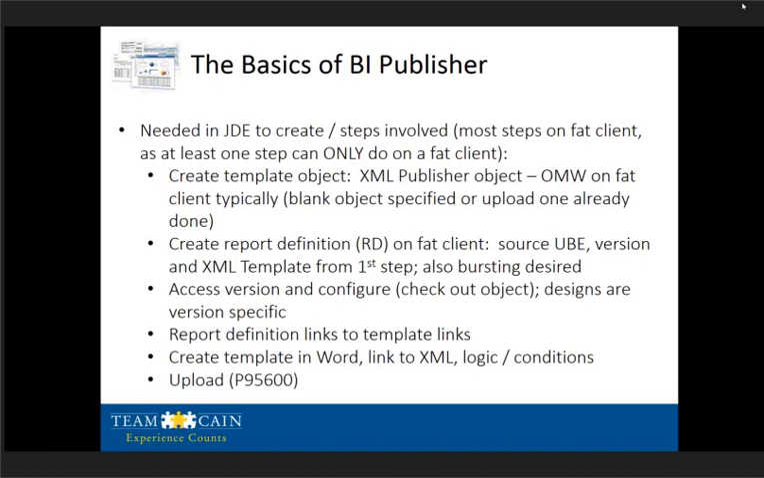You access the version in the configuration, so you check it out. And the designs are version specific, although you can link a design to multiple versions. So if you've got 7 UBE versions, you do not have to have 7 designs, but you have the flexibility to specify different designs for different versions. So you create the template in Word, like Rain showed you. You link to the XML, you do the logic and conditions, and the last step, like Rain showed you, is doing the upload from the P95-600 into JD Edwards. And again, one of the nice things that's there is if you've got a change that's going to be coming up, i.e.